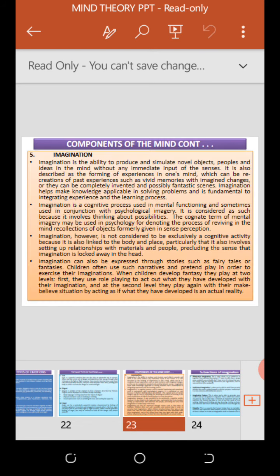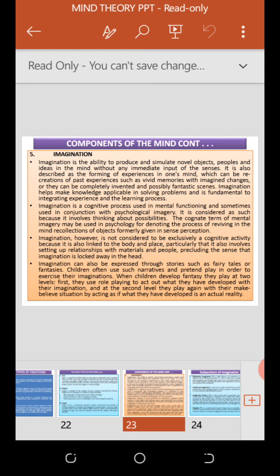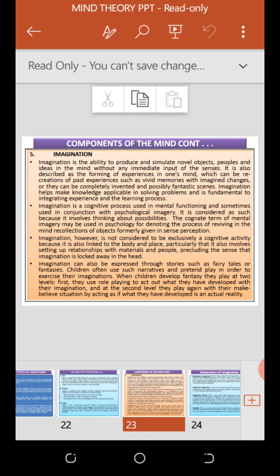So apart from this, we have another component of the mind called imagination. Imagination is the ability to produce and simulate people's ideas without any immediate inputs of the scenes. It is also described as the forming of experiences in one's mind, which can be a recreation of past experiences, such as immediate memories with imagined changes, or which can completely be invented and possibly be a fantastic sense.